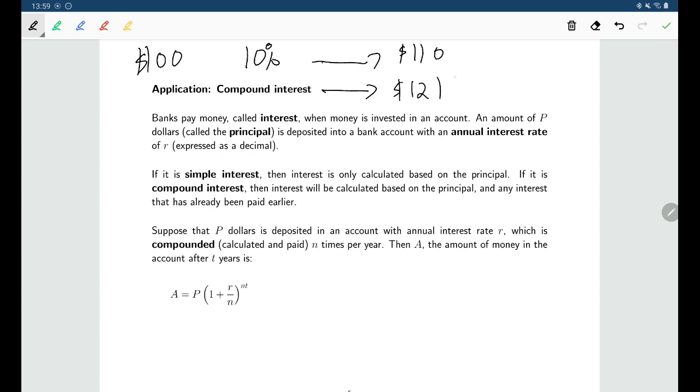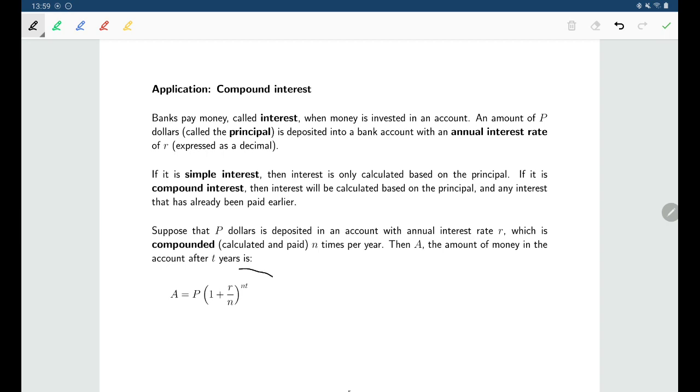And then the next year, they'd pay you 10% of that. They'd pay you 10% of 121, which would be $12.10. So the following year after that, you'd have $133.10 in your bank account. So notice that for simple interest, as I said, every year it would be going up by 10. You'd have $110, then 120, then 130. But for compound interest, we're gaining a little bit extra because we're earning interest on top of our interest.